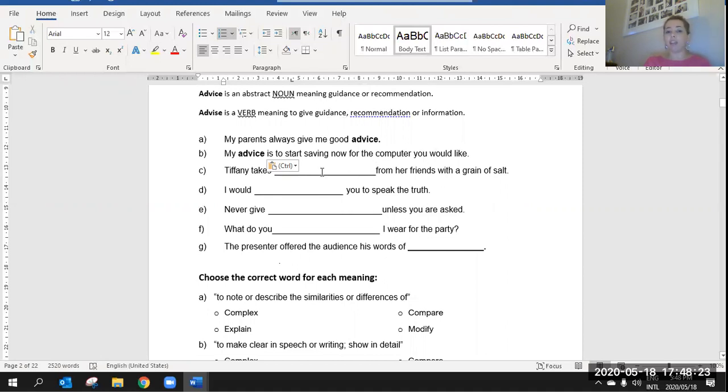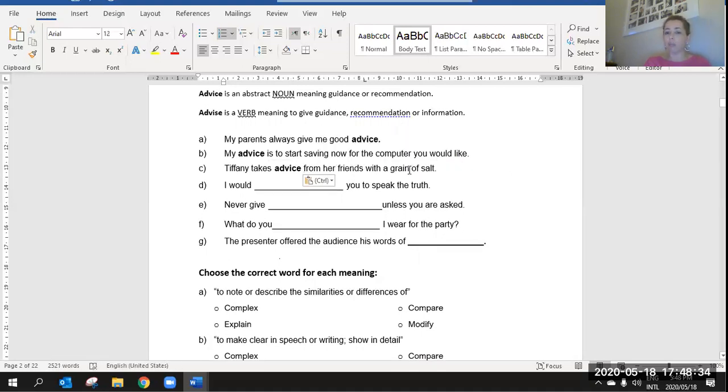Tiffany takes advice from her friends with a grain of salt. Again, it is something she takes. It is the abstract noun. It is a thing in the sentence that she takes from her friends with a grain of salt. So let's just pause a minute there, because I'd like to explain that as well. When you take something with a grain of salt, it means that you don't just believe it as the gospel truth without questioning it. It means you spend some time thinking about it before just accepting it as absolute truth.